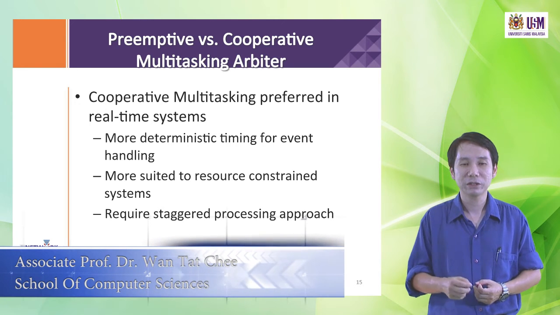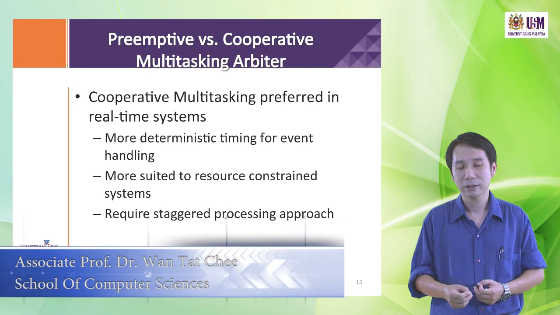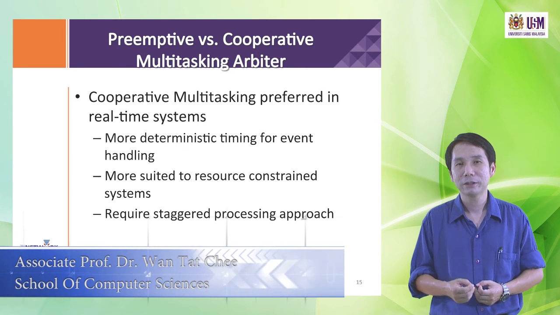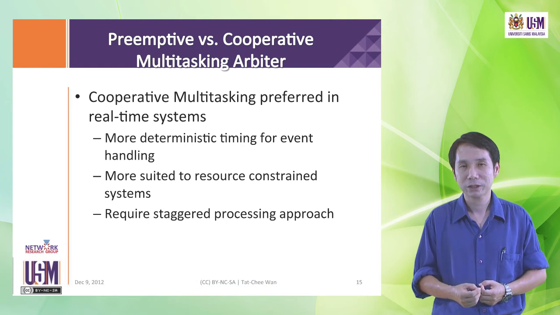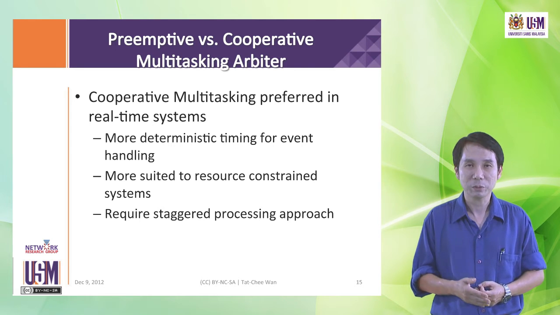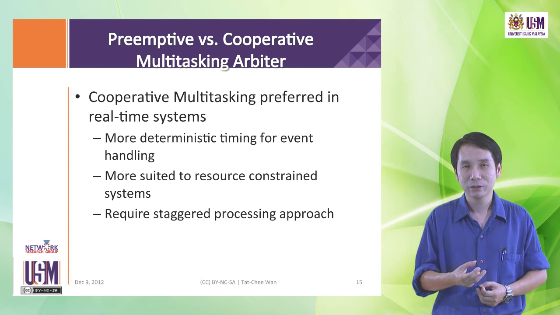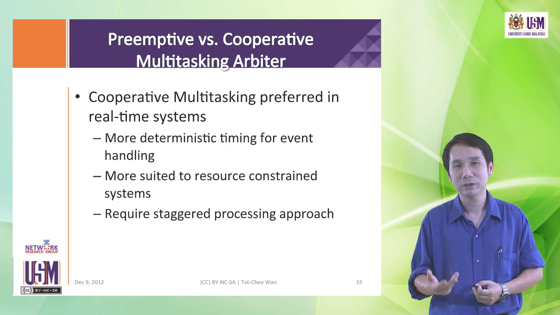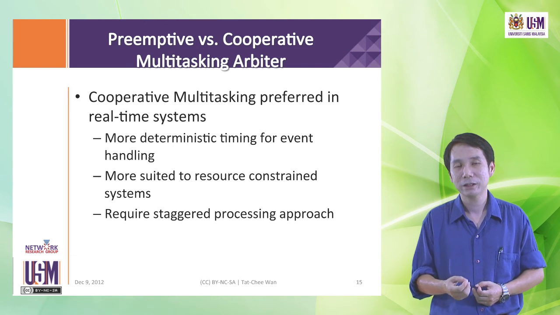Secondly, it is more suited to resource constrained systems, because a preemptive multitasking scheduler will need to keep track of each process in a process data state entry in order to allow us to switch between them. Whereas in the cooperative multitasking arbiter, as long as the process or routine is not ready to yield to another process, you do not need to keep track of the variables in specific memory locations.